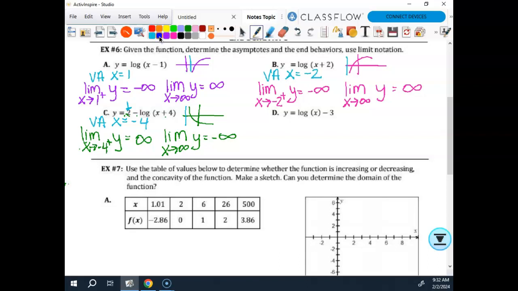Any questions about that? Okay, we're going to change D a little bit because I intended on doing something that clearly I did not do. So instead of this being x, it's going to be negative x.